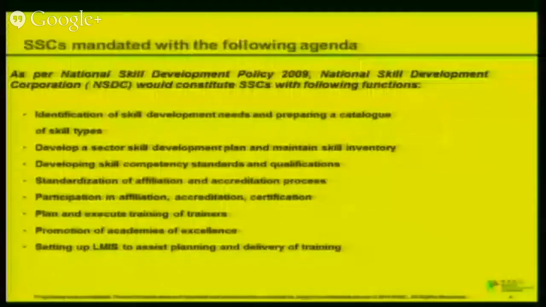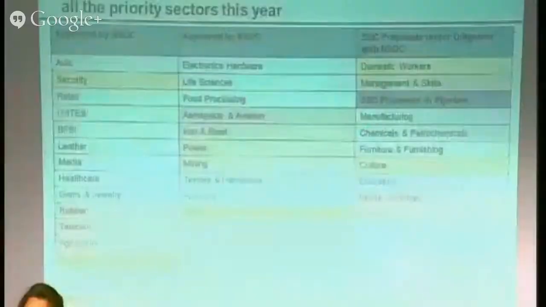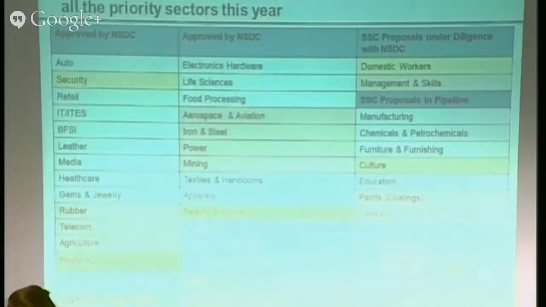Plan and execute training of trainers. The task of training of trainers has also been undertaken by the sector skill councils. Promotion of academies of excellence, centers of excellence. Setting up LMIS to assist planning and delivery of training. So these are the key roles of sector skill councils. Like I said, as on date, we have 20 sector skill councils, operational and functional. We have a very strong pipeline. By this year end, we'll have 31 sector skill councils. We have covered all the priority sectors, the large workforce and informal sectors.